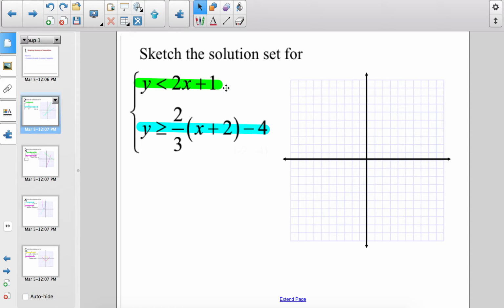Okay, so let's just sketch this one first off. We know this starts at 1 on the y-axis, and then it has a slope of 2. And I know it's going to be dashed, so that's what it should look like.